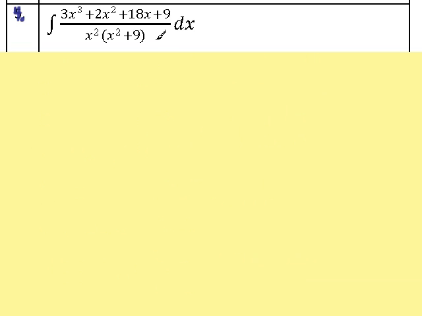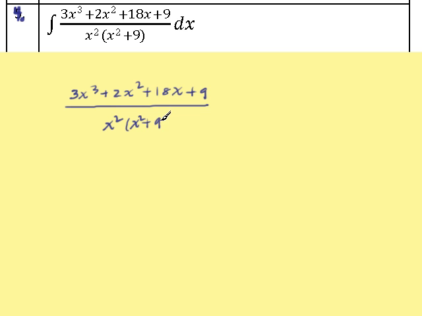And number 9 will right away break up in partial fractions. The denominator is already factored. So let's do that. So we have 3x cubed plus 2x squared plus 18x plus 9. And we're going to break this up into, here we have multiplicity 2, so we have one fraction with denominator x, and another one with denominator x squared. And here we have a quadratic, so we put a linear on top. Okay, and then multiply by the denominator.